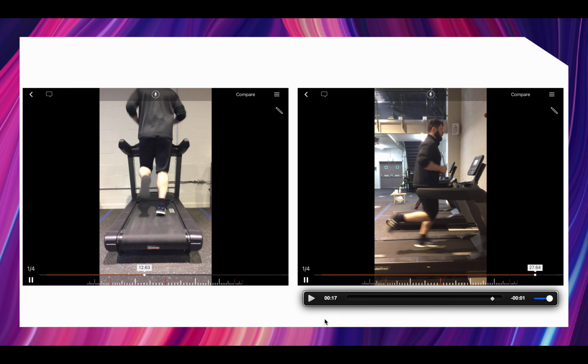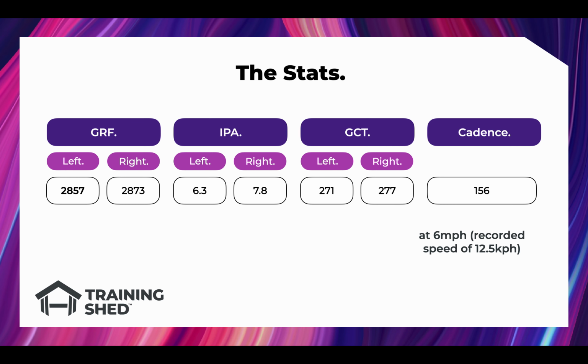Okay, so Dan's results. Ground reaction force was high between the left and the right, 2857 and 2873. So there's a bit of a difference there. IPA, left and right, 6.3, 7.8. So that's within the normative ranges.